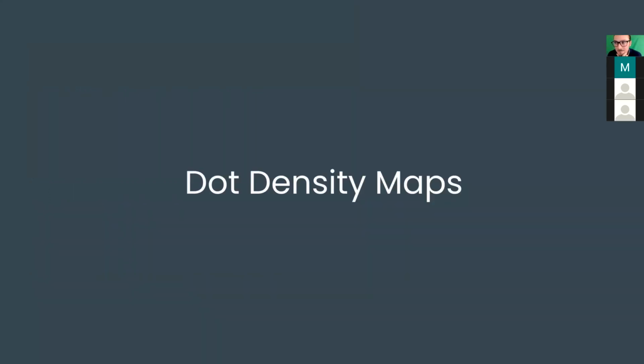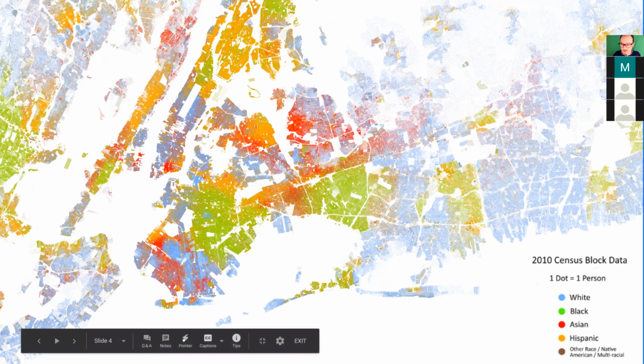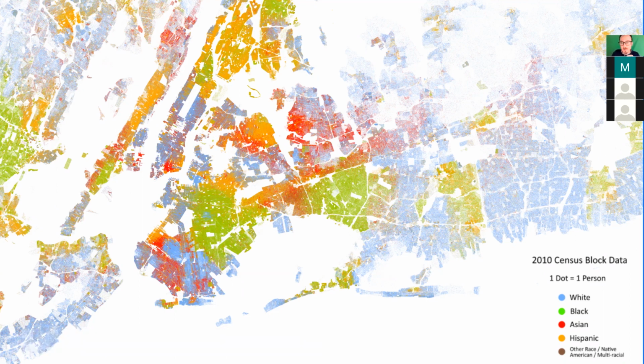So this journey of mine began a couple weeks ago where I just got intrigued by the idea of dot density maps. Here's an example of a dot density map. It's census blocks in New York City that shows ethnic distribution. So here's the color legend over here. These different colors correspond to these different ethnicities. And you can see very, very clear grouping patterns.